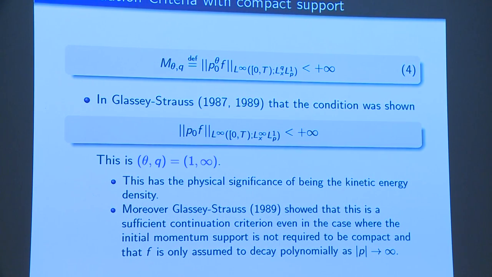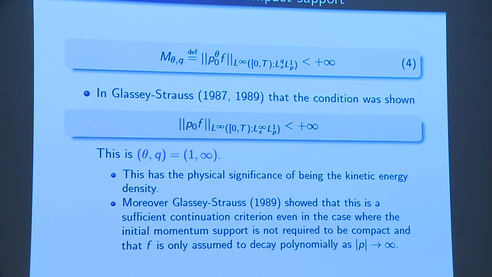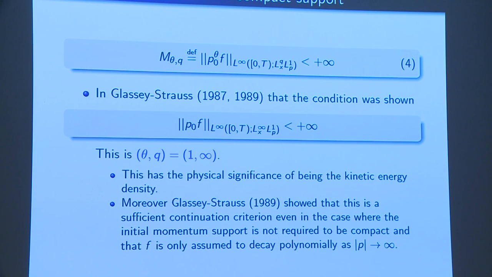compact support. You just need the solution to pointwise decay polynomially. So this is an L infinity statement about the decay of F as P goes to infinity. Okay, so that's the first criteria.